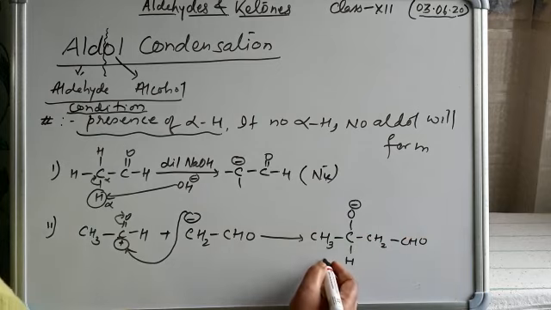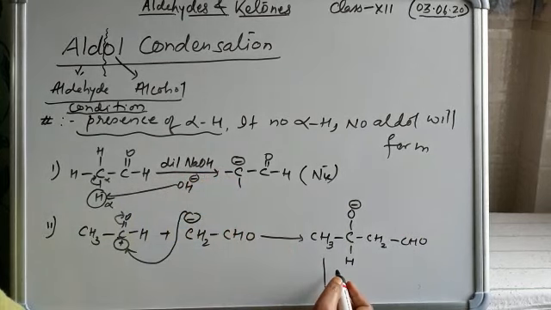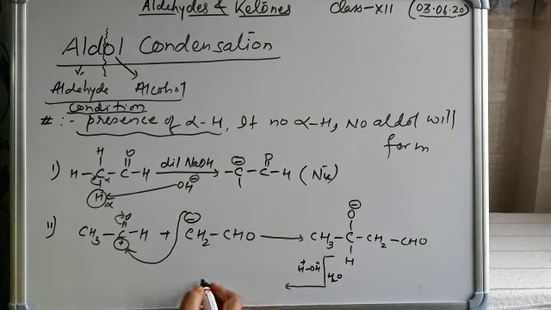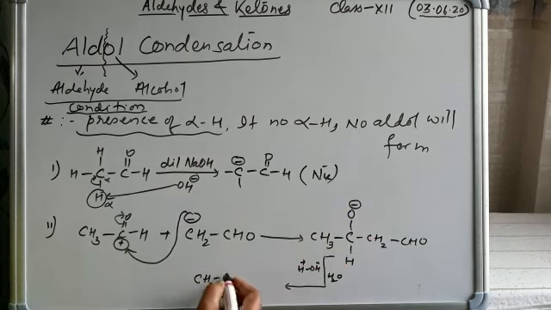As we know, this reaction proceeds in presence of dilute NaOH, meaning water is present, H2O, which gives H plus and OH minus. So in presence of water, this equation changes into CH3, and the negative charge present on the oxygen takes a proton. So an OH group forms here, and here H, here is the CH2 and here is the CH2.